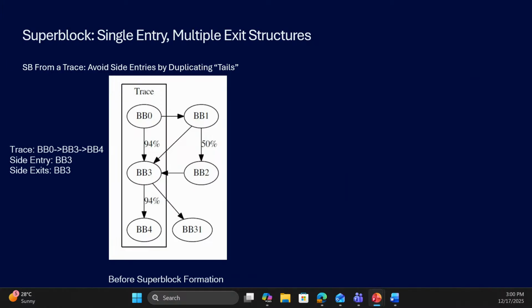Okay, so now we have a trace with side entries, right? Does any of you want to attempt creating a super block out of this trace? The goal is we should not have side entries. We don't want these edges, bb1, bb2. Does anyone want to volunteer?